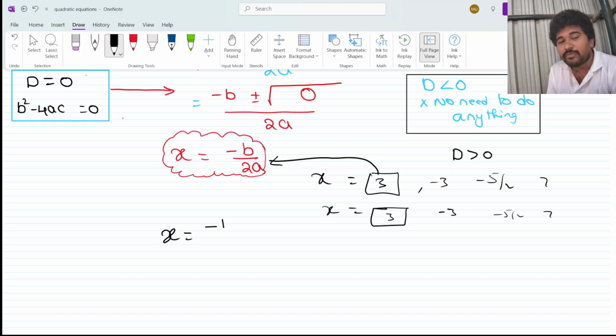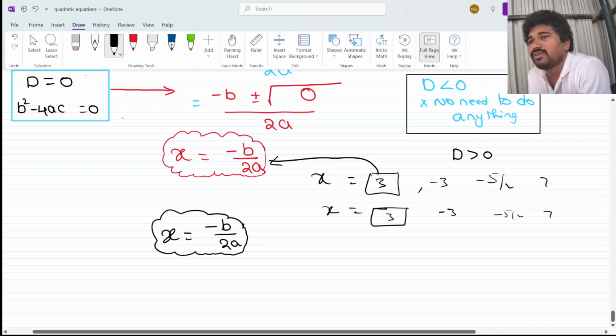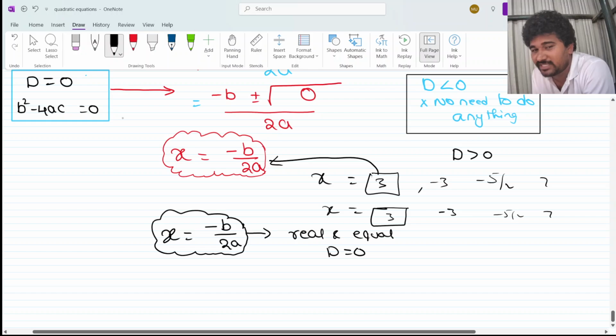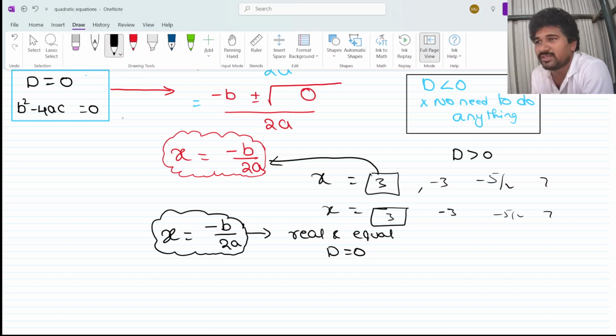x is equal to minus b by 2a. Our big formula has become small. When should we use this formula? When roots are real and equal, that is when D is equal to 0. Clarity is the main thing. Understand? Not roots are 0. Clear? Roots are real and equal, meaning the discriminant is 0.